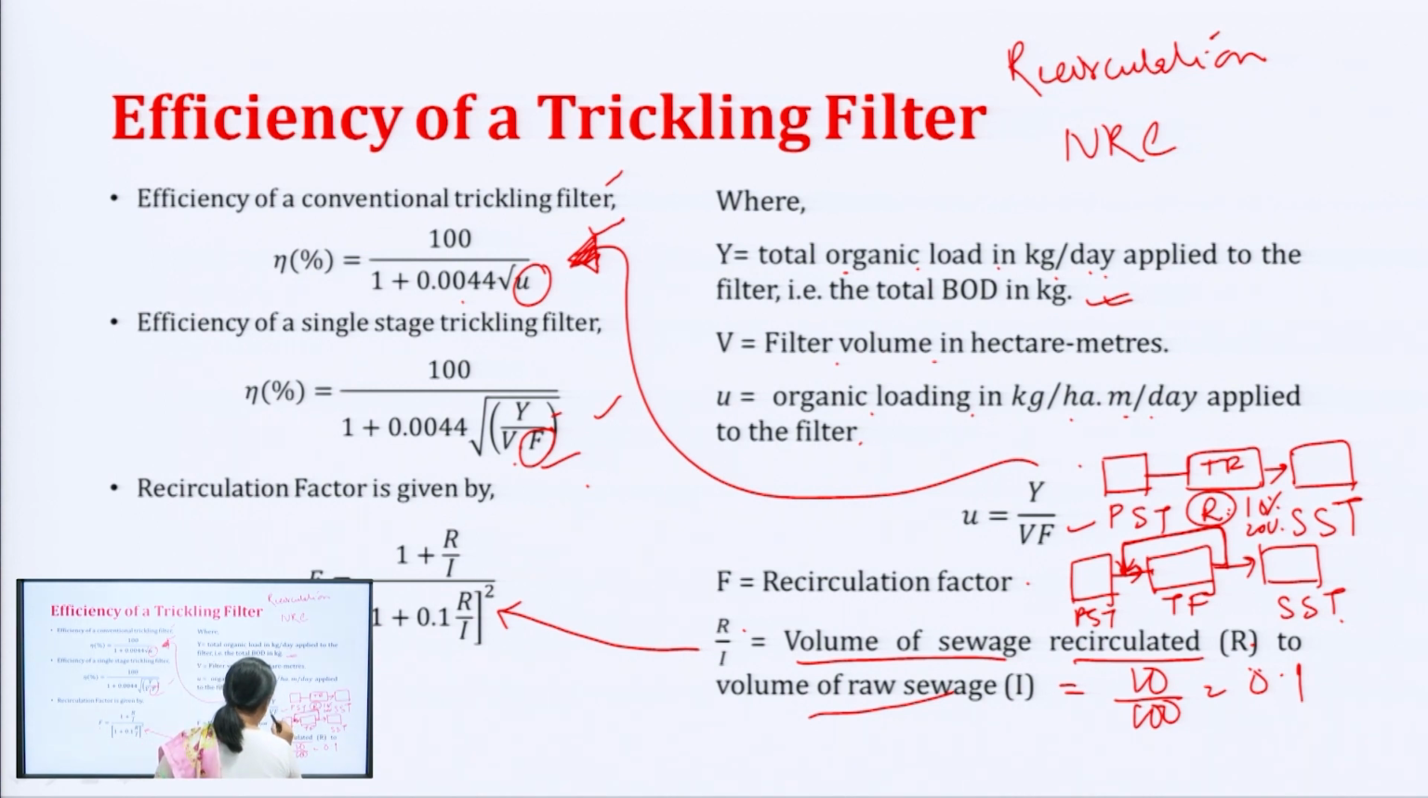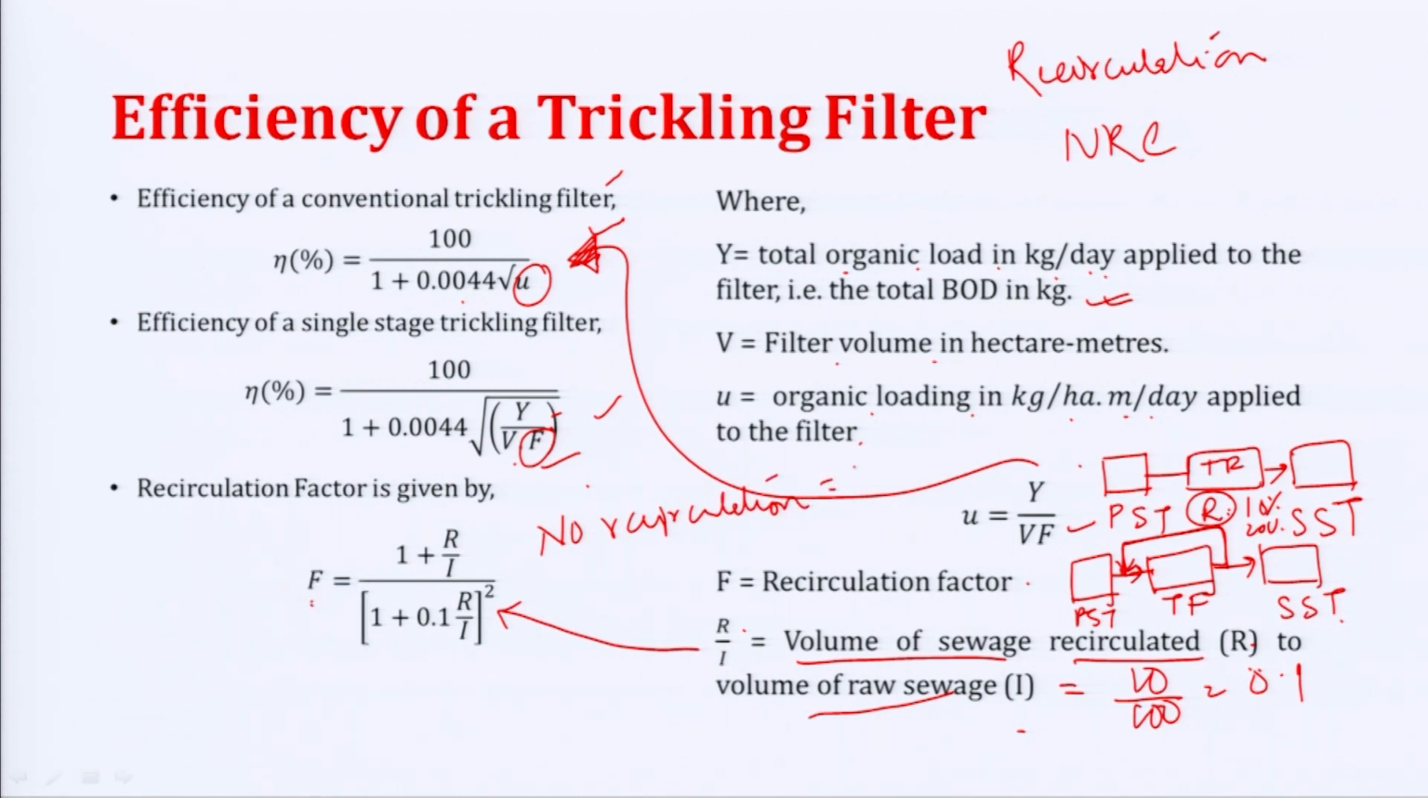If we do not have any recirculation here, what is this F going to be? If there is no recirculation, that is if R is 0, what is F? F equals 1, right. In this case, U equals Y by V, and this equation changes back to the original form. So, this is the main equation.